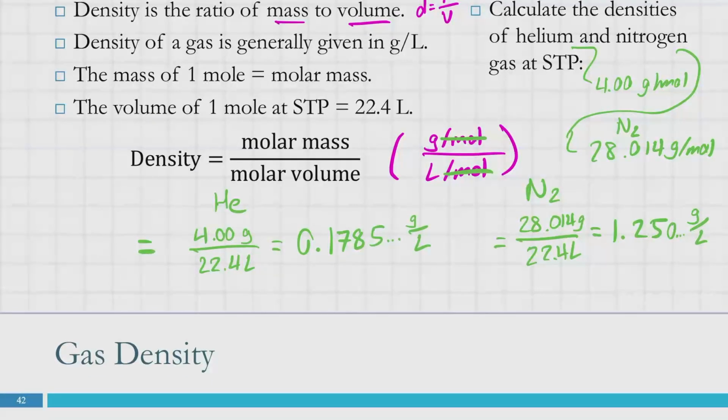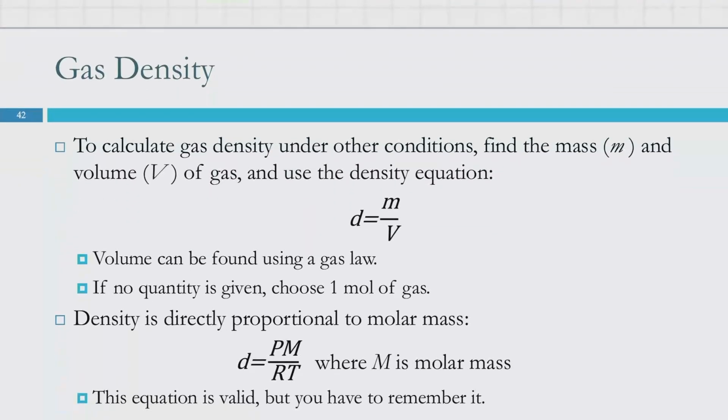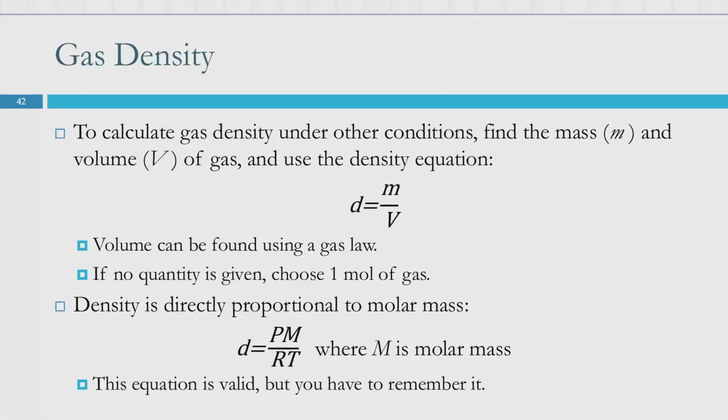If we're not at STP, then we can find V from the gas law. So we can find V when not at STP. If you're not given an amount, we can just choose the most convenient numbers, which is typically going to be 1 mole.